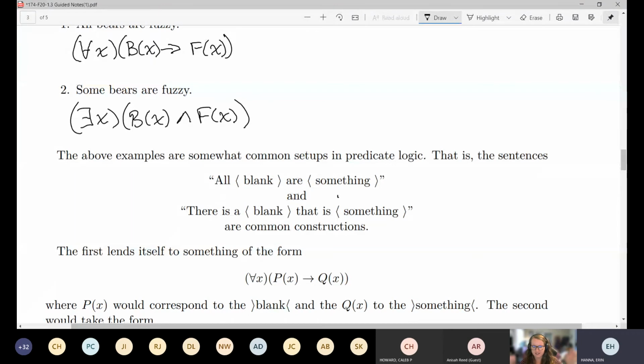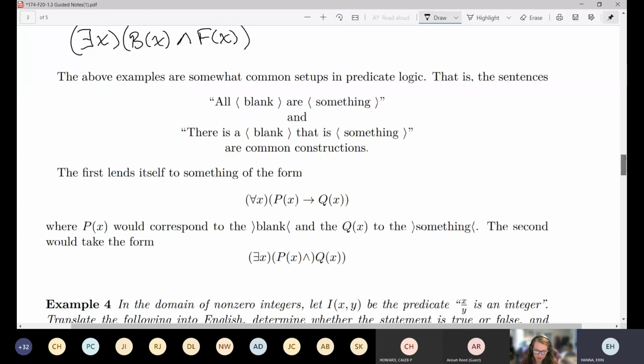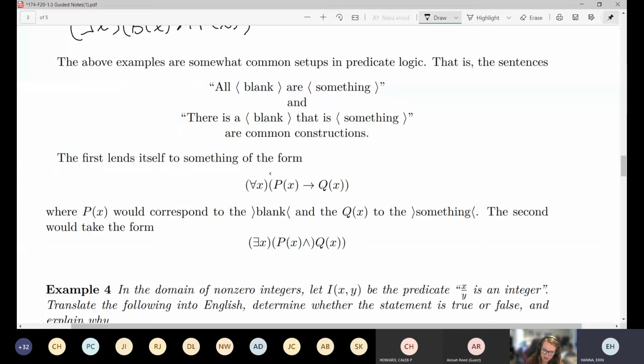So "some bears are fuzzy" does get the same point across as "there is a bear that is fuzzy." So I'm just going to leave it as that construction. Those are two common constructions, and I kind of already pointed this out. The first one, "all blank are something," is going to turn into "for all X, that thing implies the other thing."